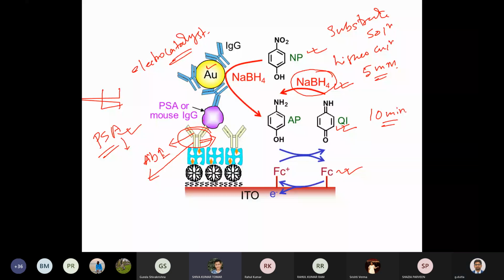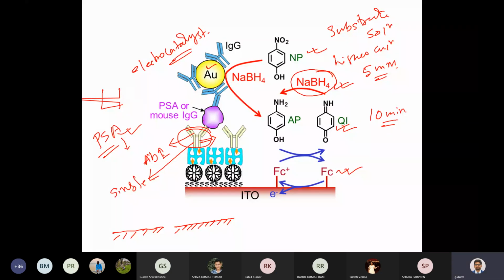Sir, so in this way, just suppose only one analyte, prostate specific antigen, is present, then it will convert into AP, and then it will recycle through QI, and it will generate current. So in such a way, we will get high current, but the analyte is only one. Yes. So in this case, one analyte. This is called a single detection, because you are going to detect only one.